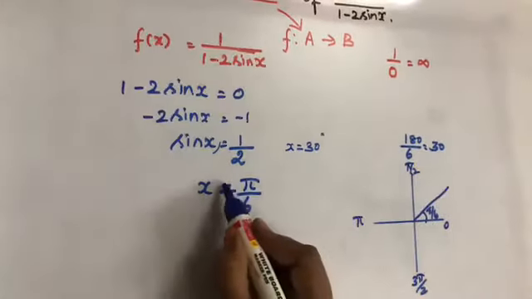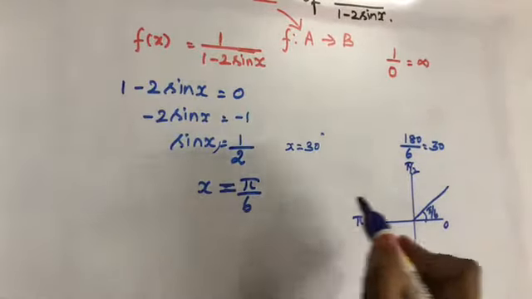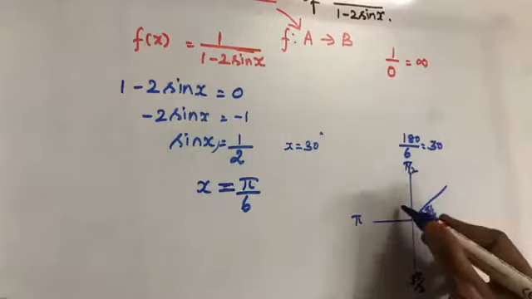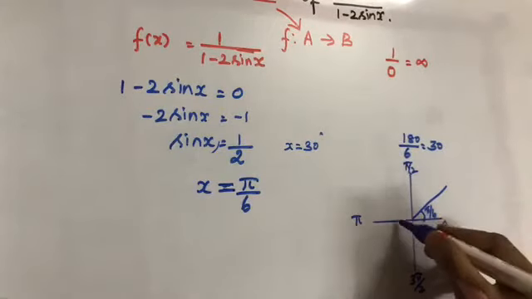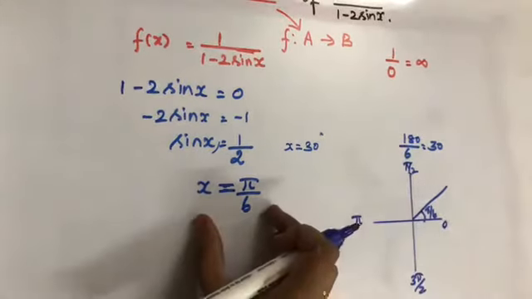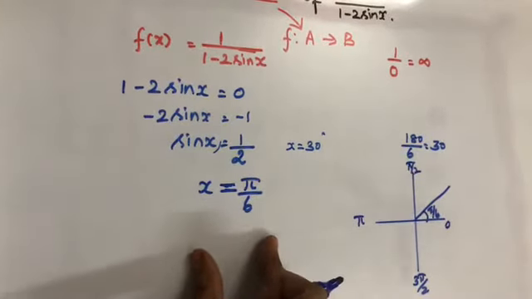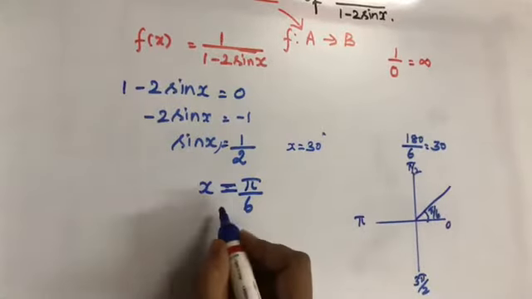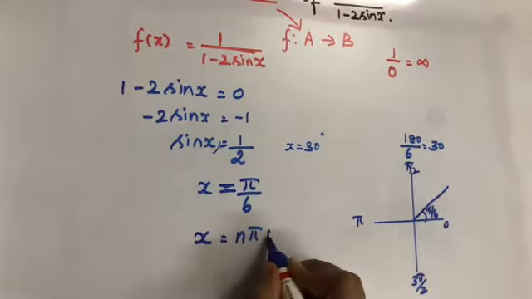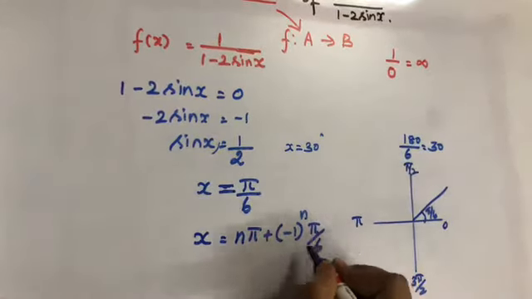So while writing the general form of pi by 6, you should note that you start from 0, so while circulating like this, you can come to this place pi by 6 so many times. You will learn this concept in detail when we learn about trigonometry. But as of now, you have to write x is equal to n pi plus minus 1 power n into that angle pi by 6.